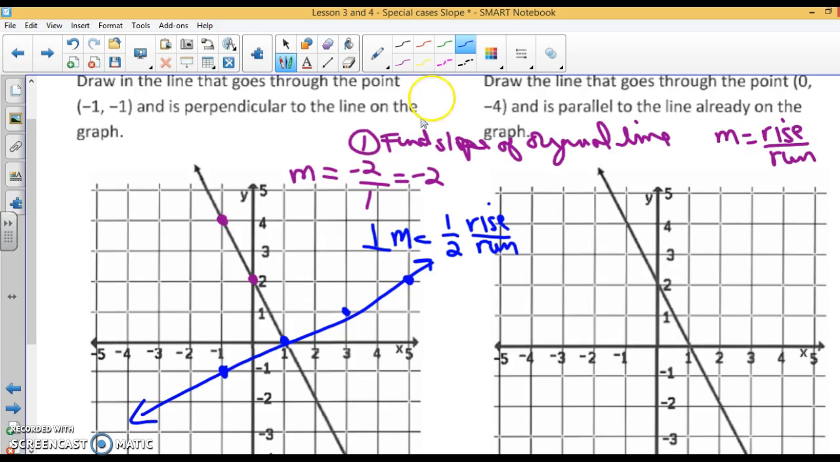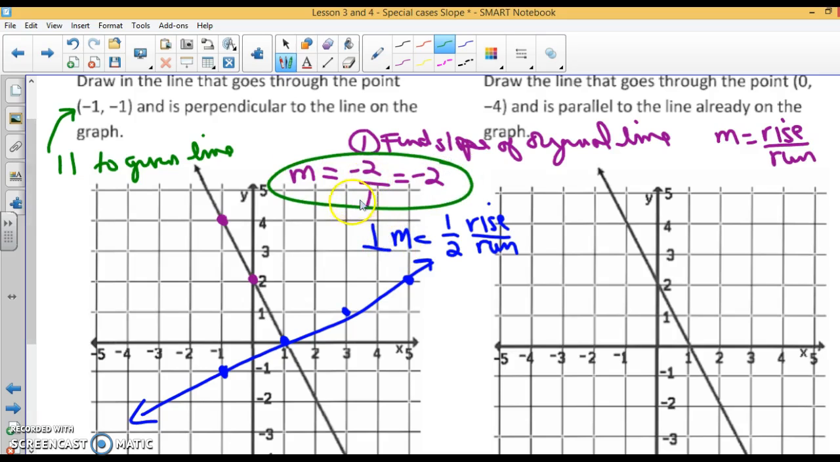Now, I'm going to change the directions, and I'm also going to change my color. What if I wanted you to draw a line that goes through this point that is parallel to the given line? We're going to do the same exact thing. Our slope of our original line is negative 2, and really it's best to leave it written as a fraction, negative 2 over 1. So the slope of my parallel line is again going to be negative 2 over 1 because parallel lines have slopes that are equal.